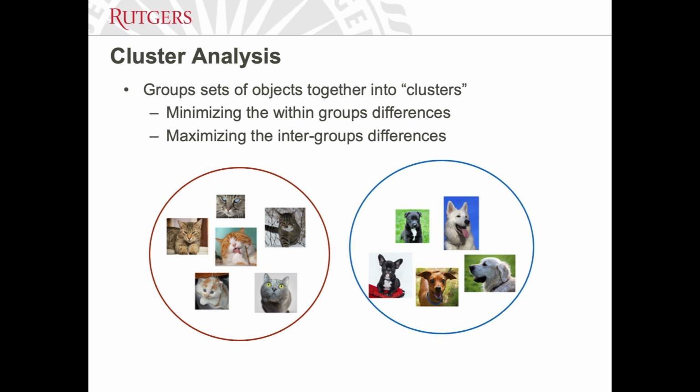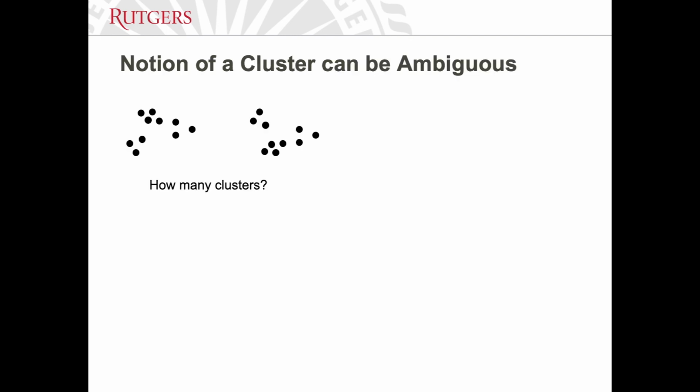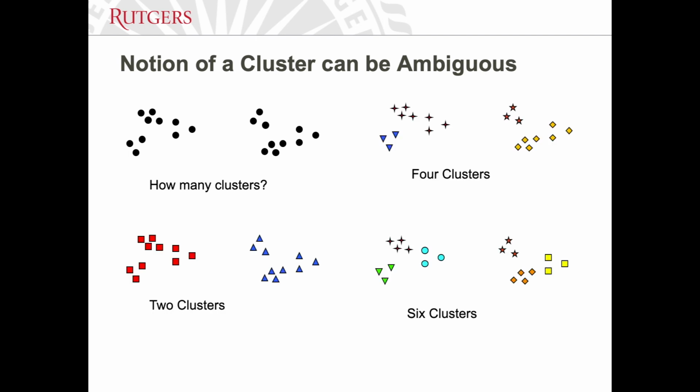Before we dive into the details, let's take a little test. In this question, how many clusters do you see? Is it one cluster, 2, 4, 6, or depends on the context? The answer is it depends on the context. So let's see how it works. When we determine the number of clusters, the notion could be ambiguous, as indicated in this slide. The same data distribution could be 2 clusters, or 4 clusters, or 6. So it totally depends on the situation or the context that you are working on.